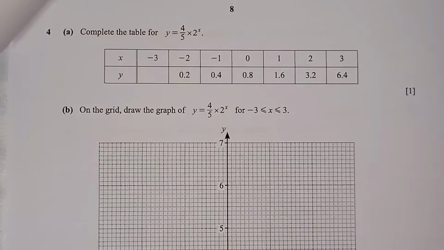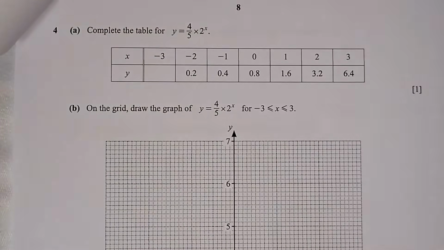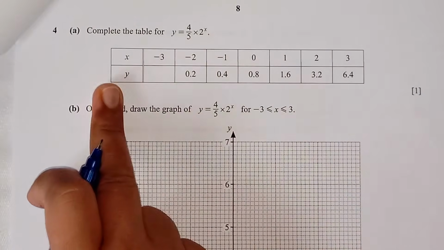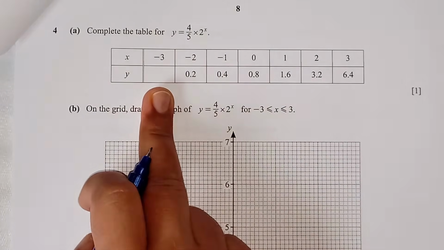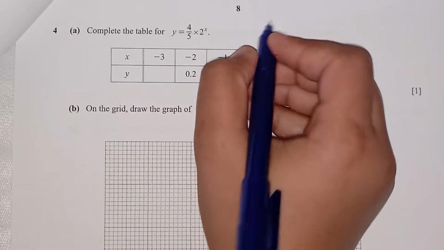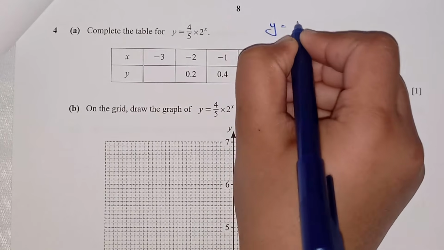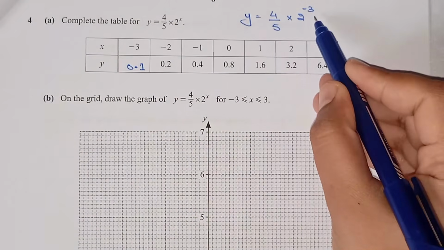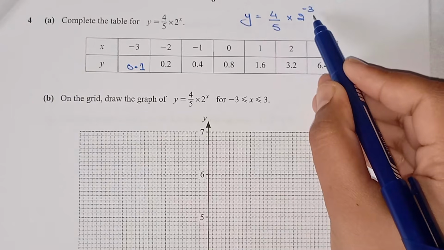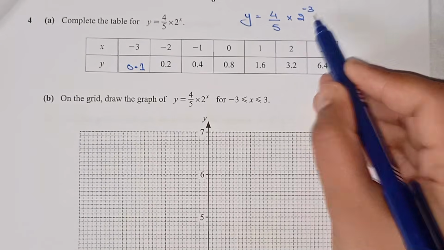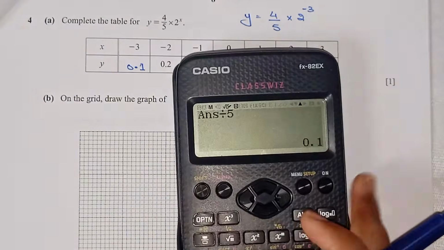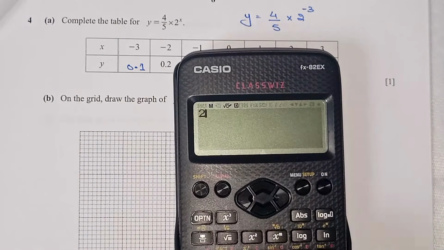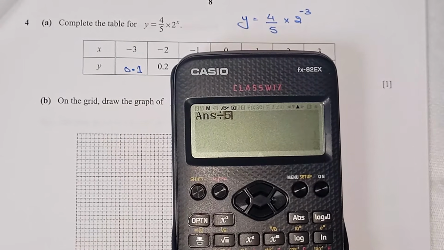Question number 4 in A part, complete the table for this equation. So just one y is missing when x is -3. So that's pretty easy. Just substitute x equals to -3. We can get y would be equals to, so I just substituted x is equals to -3 into this equation, and I got 0.1. So we can do 2 exponent -3 times 4 divide 5.